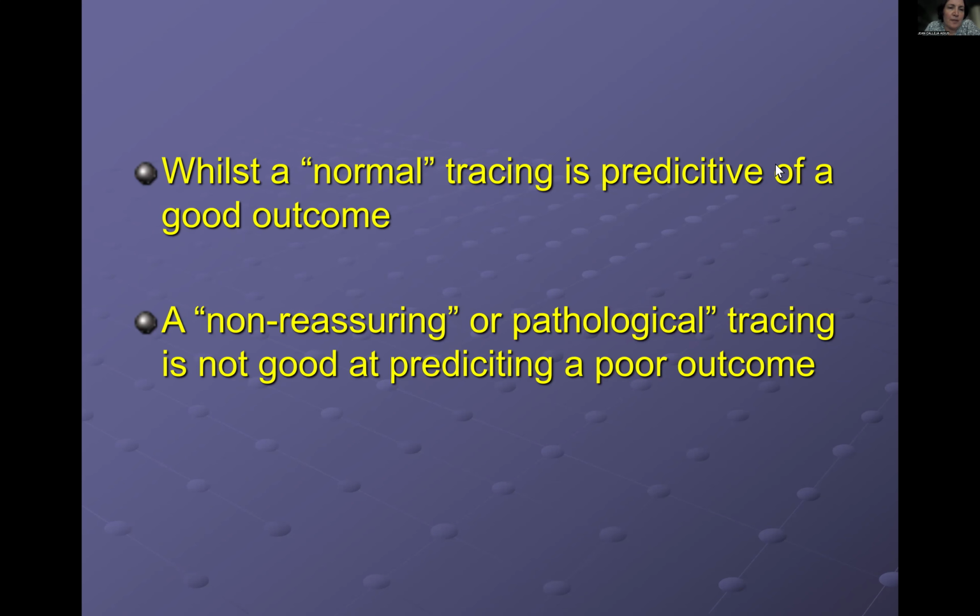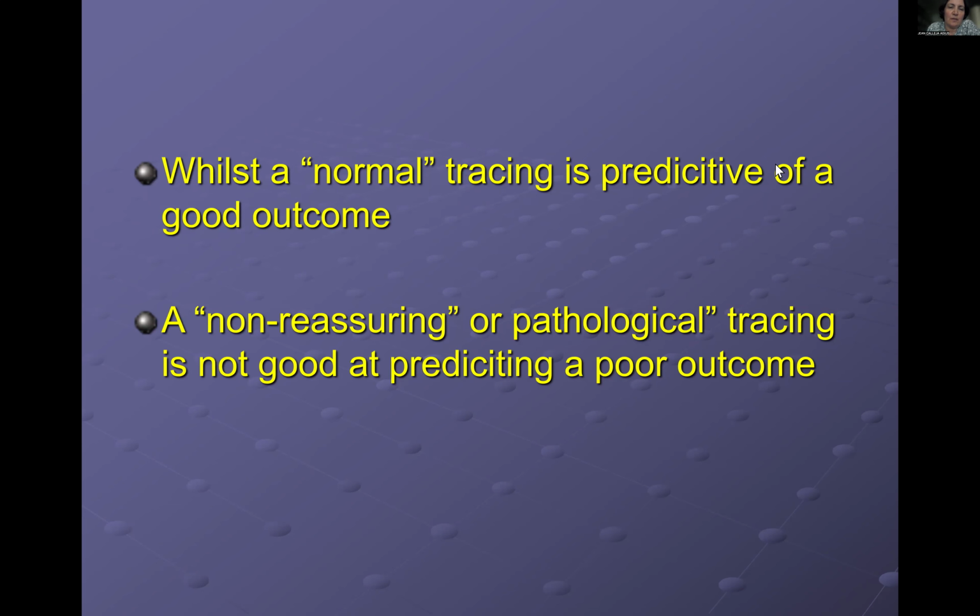However, what we label as a non-reassuring or pathological tracing, which we will see a number of today in our practical session, is not good really at predicting a poor outcome. So having an abnormal CTG doesn't necessarily mean that the outcome is definitely going to be poor. However, in spite of what the randomized trials say, very often, if there is a pathological tracing, you need to do something. You need to intervene.